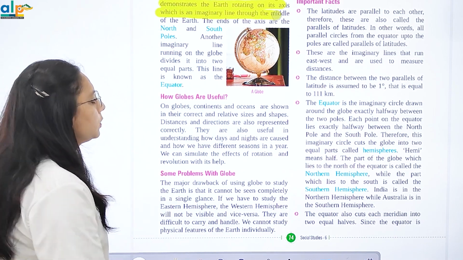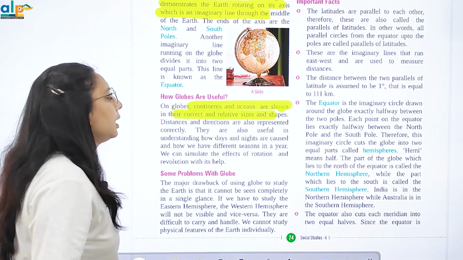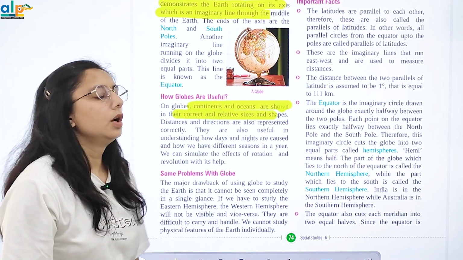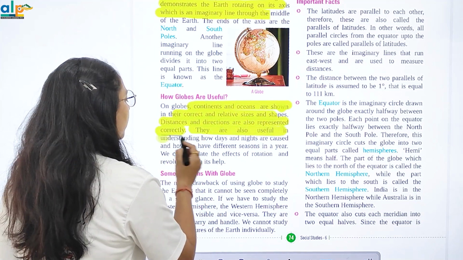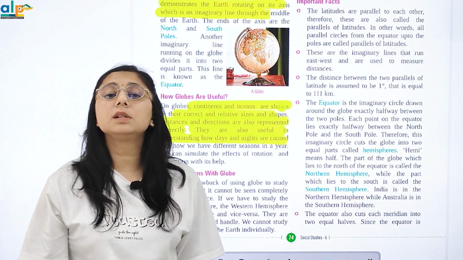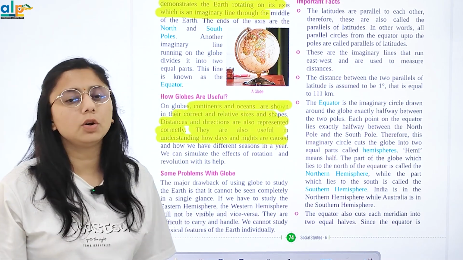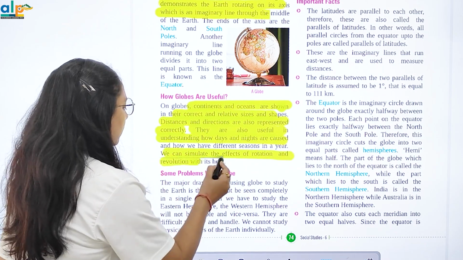So how is a globe useful to us? On a globe, continents and oceans are shown in their correct and relative size and shape. Distance and direction are also represented correctly, and they are useful in understanding how days and nights are caused. इससे आप क्या कर सकते हो? इसलिए समझ सकते हो कि कैसे days और कैसे night cause होती है. So we can simulate the effects of rotation and revolution with this help.